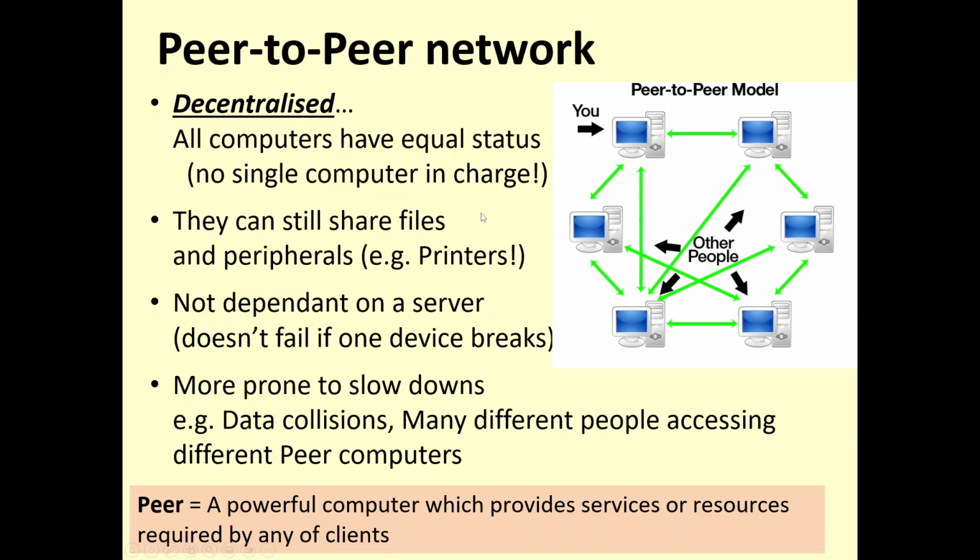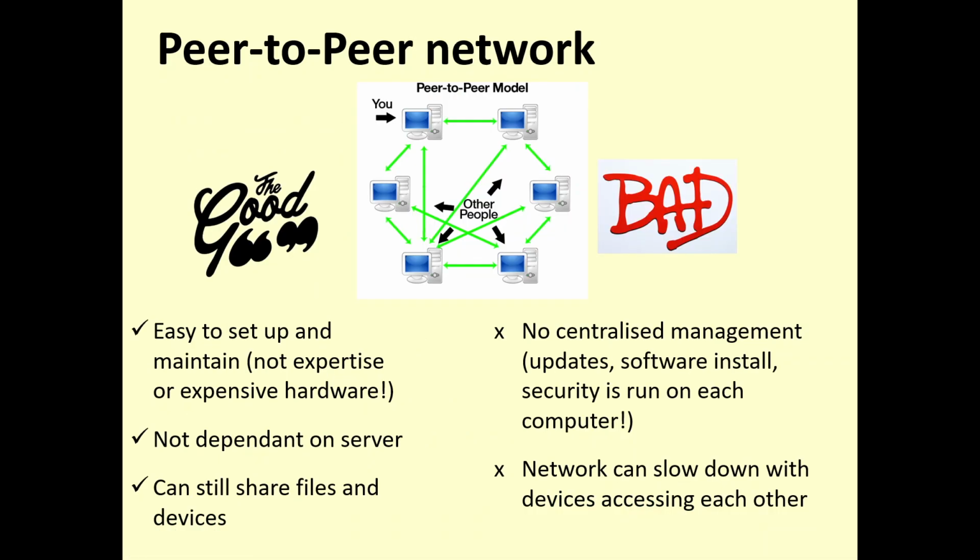And a peer is just a computer that connects on the network. Good things: it's easier to set up. You don't need expensive hardware. You're not dependent on the server. There's no one server that can break. And you can still do things like share files and devices.